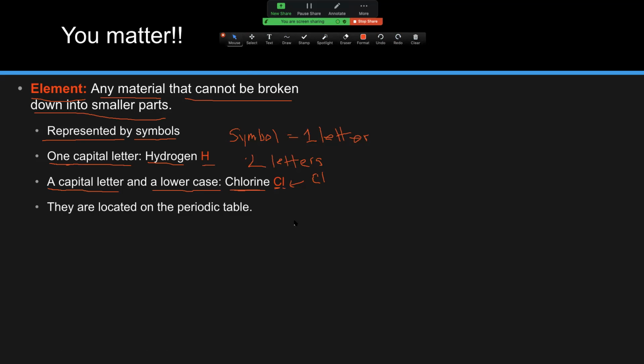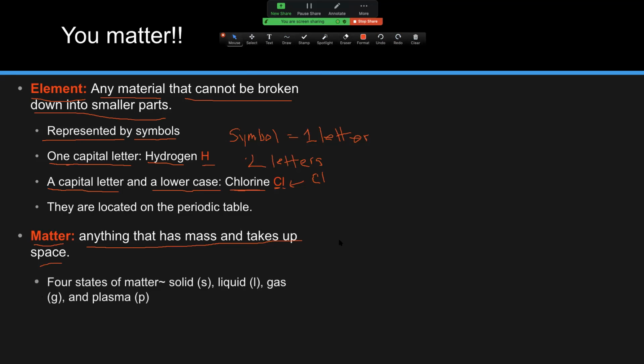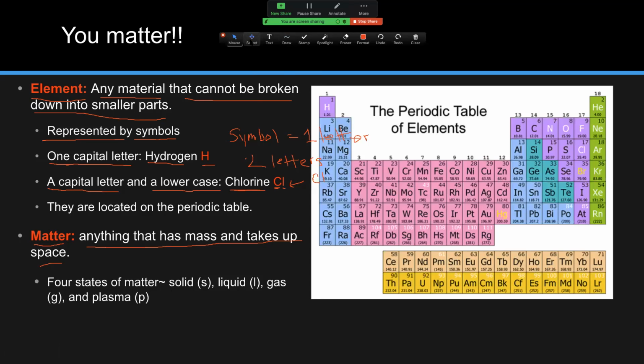All right, so we said all these elements are located on the periodic table. Now, when we talk about matter, we said that chemistry is the study of matter and how matter changes. By definition, matter is anything that has mass and takes up space. There are actually 4 states of matter: solid, liquid, gas, and plasma. But we're only going to use those 3 states because plasma requires a huge amount of energy to disrupt the atom and produce ions. Plasma TVs, you've seen them, those are just excited electrons, right?